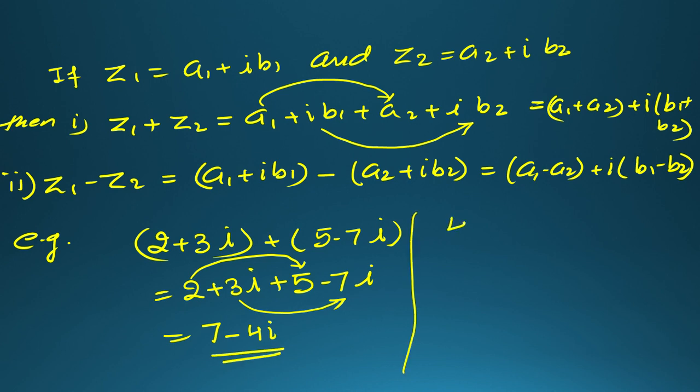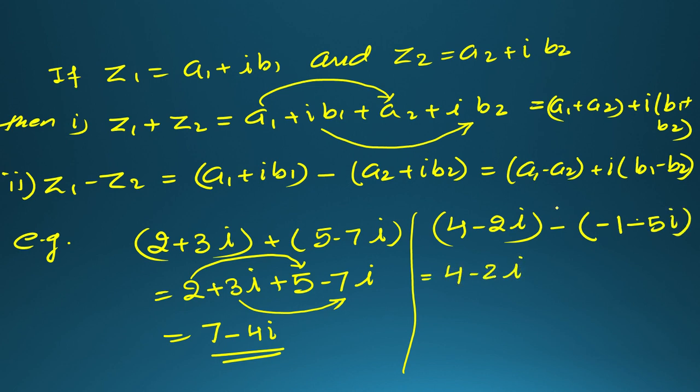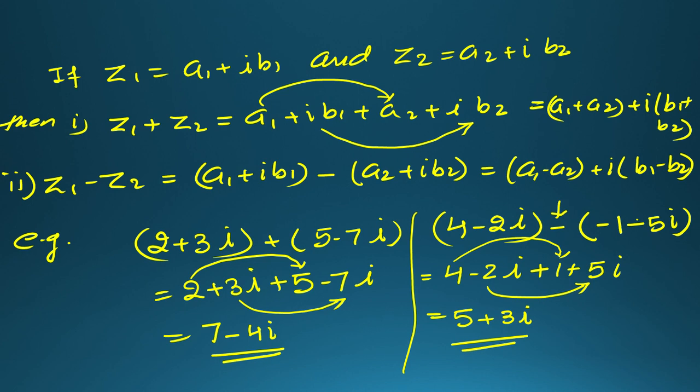Similarly, if you have to subtract two complex numbers, like 4 minus 2i minus 1 minus 5i, what will it be? It will be 4 minus 2i, and since we have a negative sign in between, all the signs after this negative will be changed in the bracket. So it will be plus 1 and plus 5i. Now 4 and 1 are like terms, meaning 5, and minus 2i and plus 5i are like terms, so plus 3i. This will be the answer. I am sure you are done with this addition and subtraction.